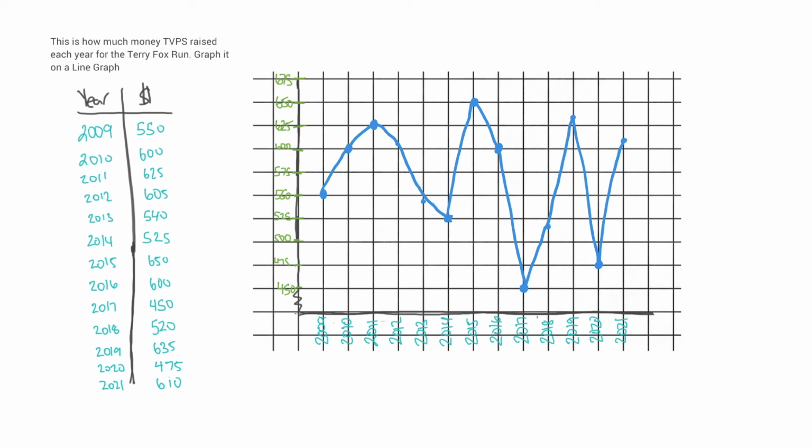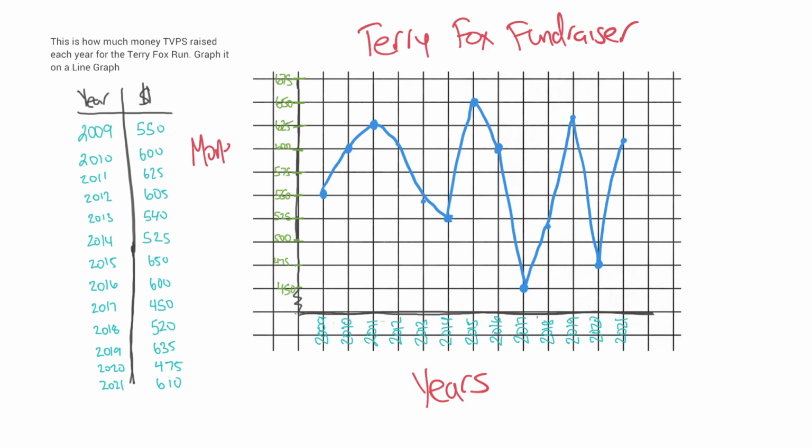Now I did not put any of the labels, so let's include the labels now. I like to do them right at the beginning. However, I forgot to do it this time, so let's just do it at the end. So our title will be Terry Fox Fundraiser. At the bottom, the label is years, and on the left side, it's money raised.